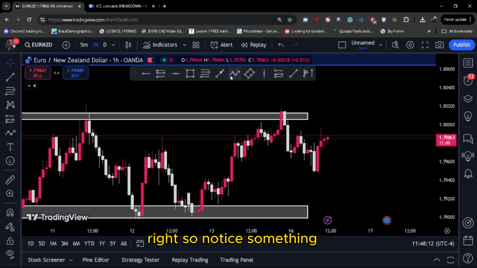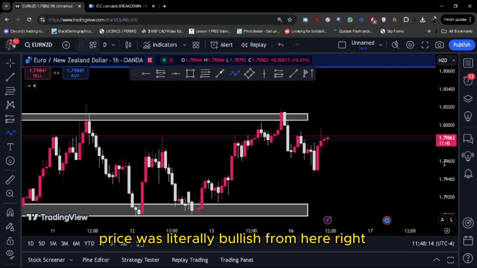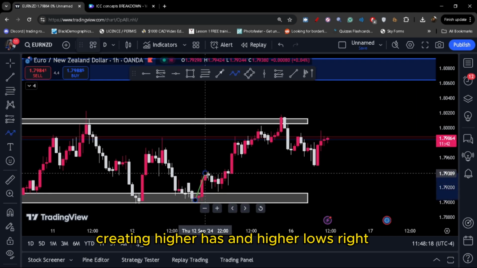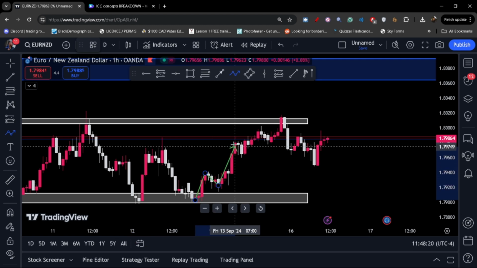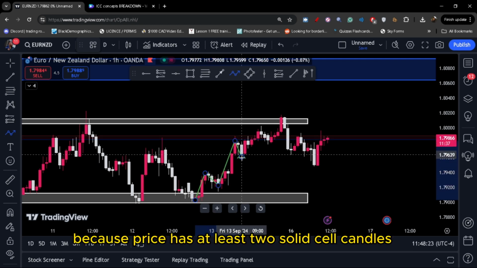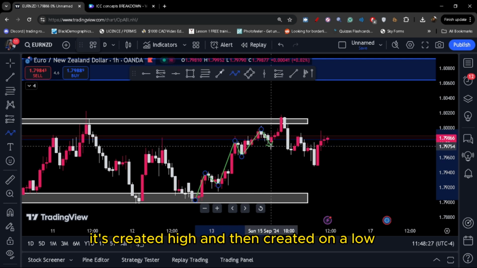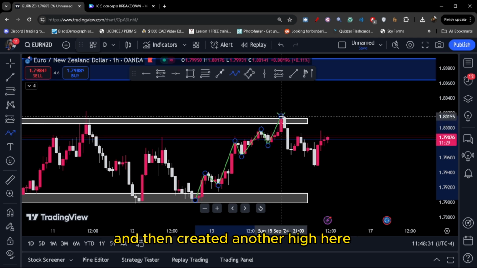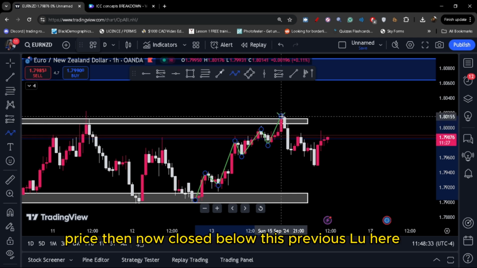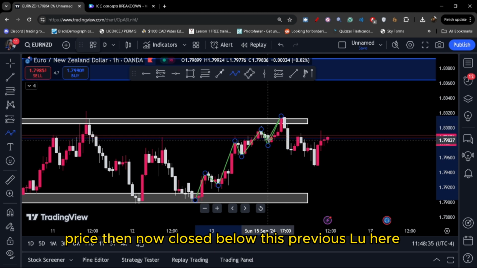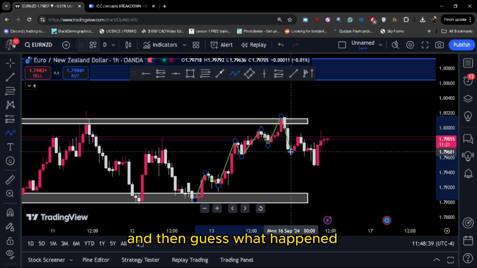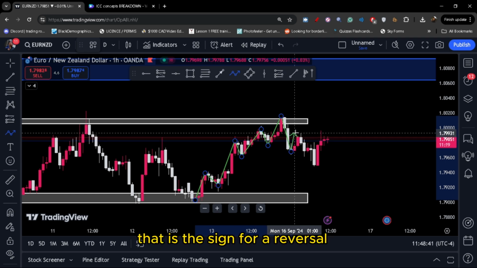So notice something, price was literally bullish from here, creating higher highs and higher lows, right? So something like this, right? This is the pivot point because price has at least 2 solid sell candles. It's created a high and then created another low and then created another high here. Now notice what happened. Price then closed below this previous low here, and then guess what happened? That is the sign for a reversal.